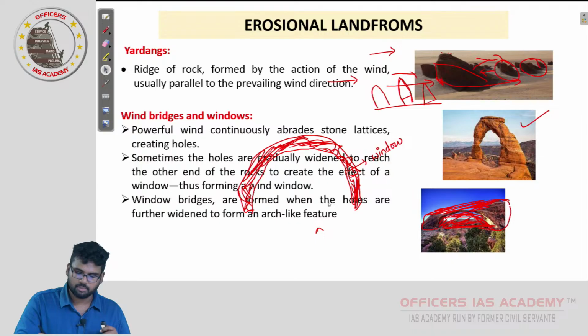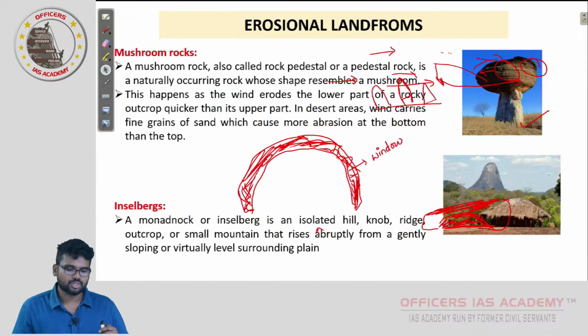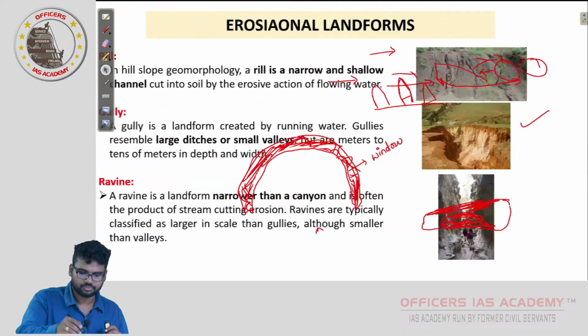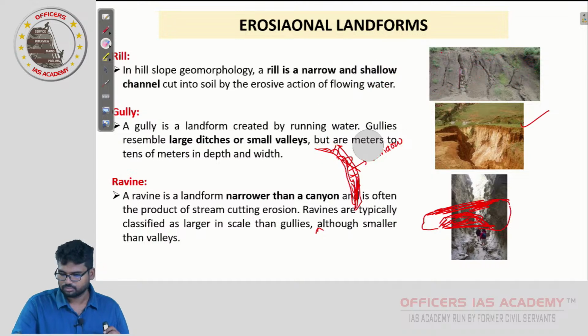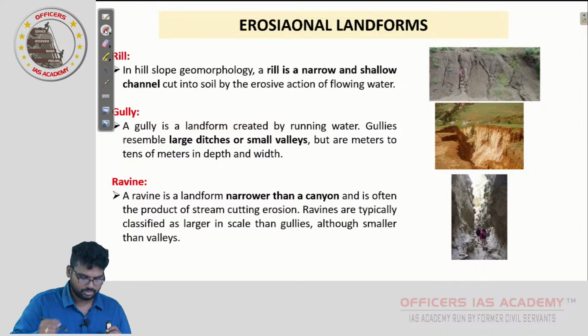So first let us write about the erosional landforms, then we will come to depositional ones. Depositional ones are less in number, but erosional ones are very high in number. So please write erosional landforms. Those who are in the live, clear till here?